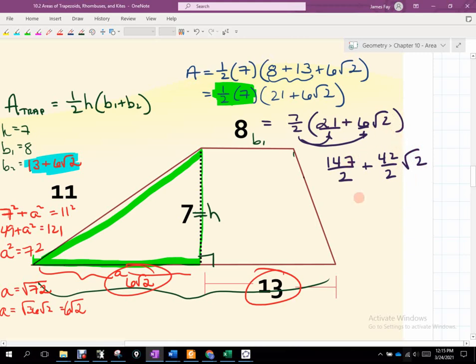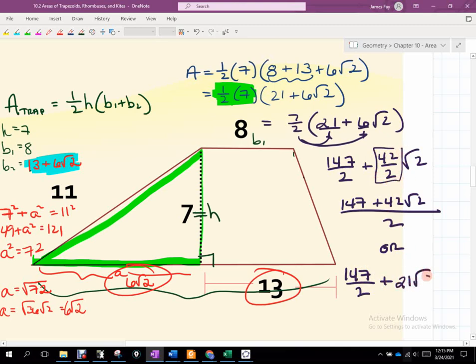So I get here 147. I can write this a couple different ways. 147 plus 42 radical 2 all over 2, if I want to write it that way. Or 147 over 2. That does not reduce. That's an odd number. Plus then, now, this would reduce. So I can write that as 21 radical 2.